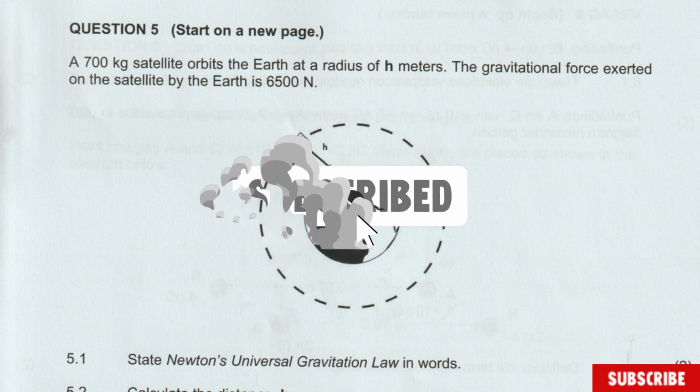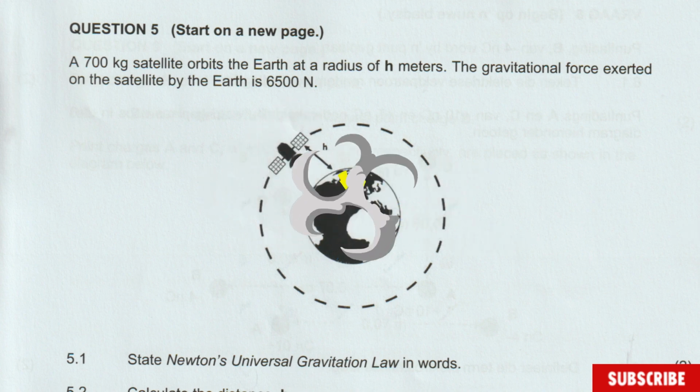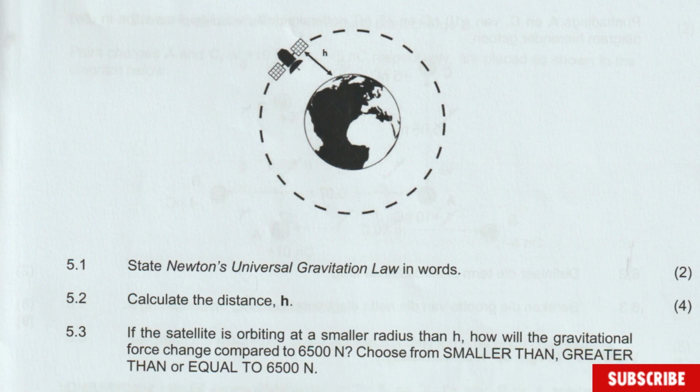This time we're going to be answering question 5 from June 2023, done at the Northern Cape. It's a question on universal law, and it's quite important because it was a very similar question in the grade 12 as well, so it is very applicable for grade 11 and 12. The question says a 700 kilogram satellite orbits the Earth at a radius of 8 meters. The gravitational force exerted on the satellite by the Earth is 6,500 Newton.